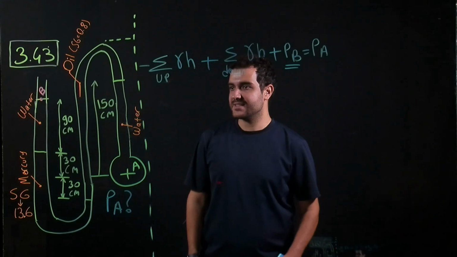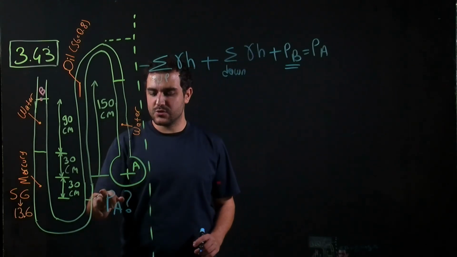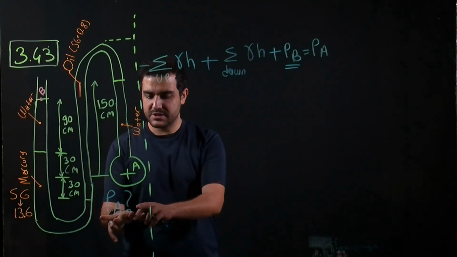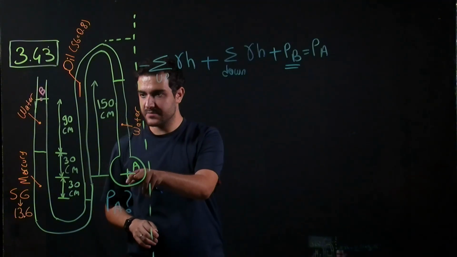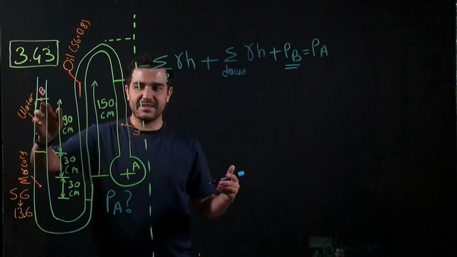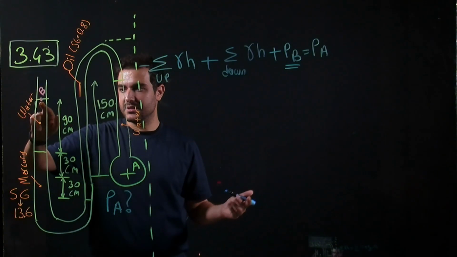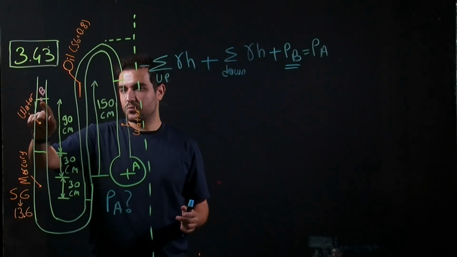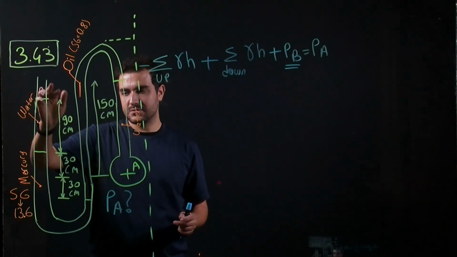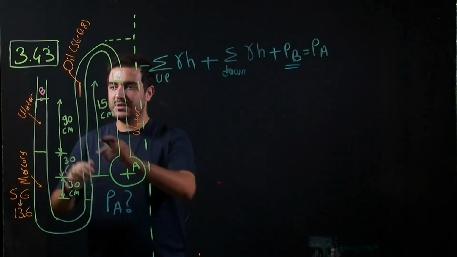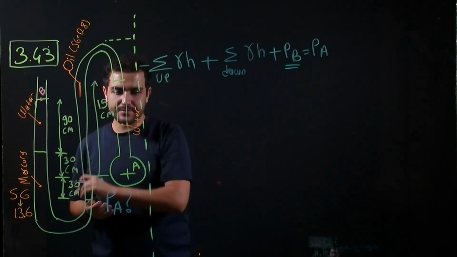So here we can see a manometer, and in this question we are required to find pressure at point A, which is here. And we can assign a random letter or symbol to this point, which is the final point or start point. So let's say this point is P.